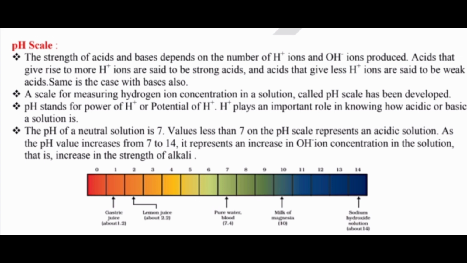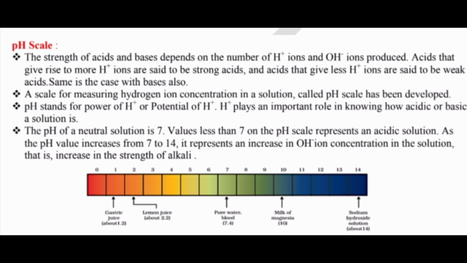pH stands for power of hydrogen or potential of hydrogen ion. Hydrogen ion plays an important role in knowing how acidic or basic a solution is. The pH of a neutral solution is 7. Values less than 7 on the pH scale represent an acidic solution. As the pH values increase from 7 to 14, it represents an increase in hydroxyl ion concentration in the solution.